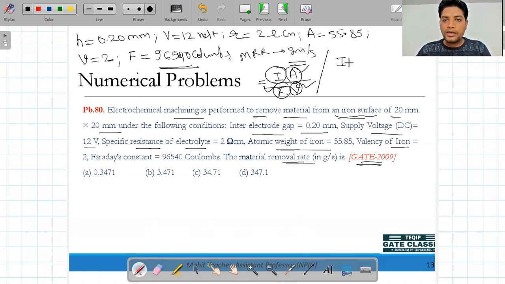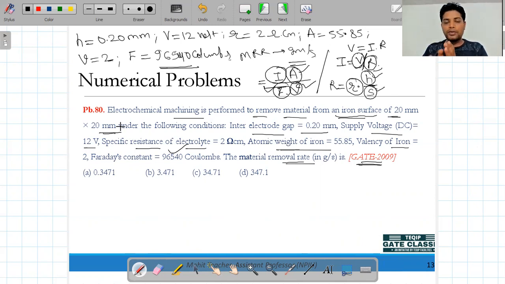So we have V equals to I into R. From this we can get the value of I. So this will be equal to V by R. V is the DC supply voltage that we have been given, and R is basically the gap resistance. But again, V is given to you, but R is not given. So how will we get the value of R? That will be equal to small r into H by S. So small r is given to you, that is the specific resistance. H is given to you, the minimum gap. The surface area is given to you, that is 20 by 20, so from that you get the surface area. So this is basically the approach.